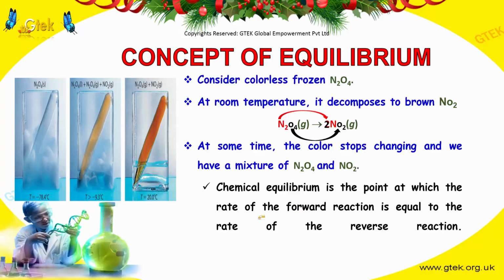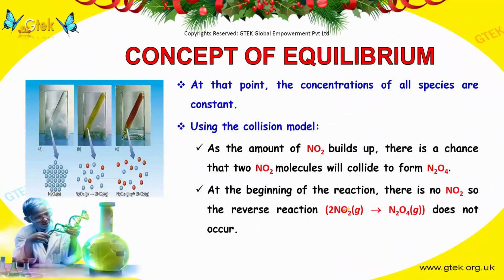Chemical equilibrium is a point at which the rate of the forward reaction is equal to the rate of the reverse reaction. That's called chemical equilibrium. At that point the concentrations of all species are constant. You can see the number of molecules of N2O4, it's this one, started changing and a minimal number of NO2 formed. At one stage we got an equilibrium where we don't have any changes afterwards. That's referred to as the equilibrium state.